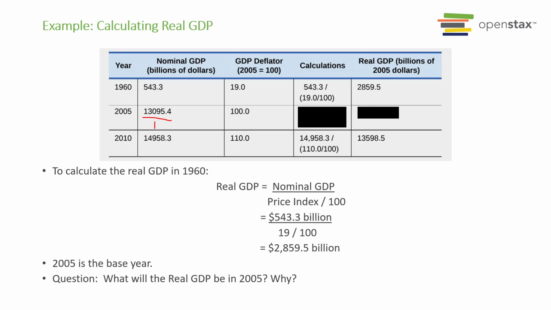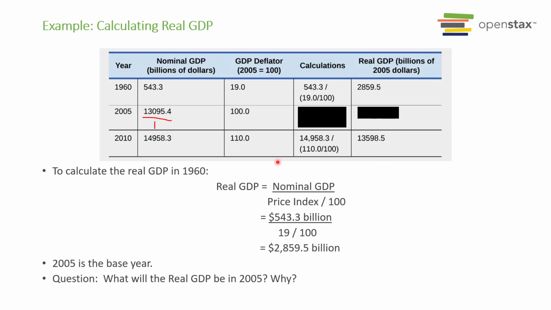Why? Because we're using the same unit of money, all right? The money has not eroded. It hasn't gained in value, okay? Because we're at the same period as the base year. And that's the case with all these calculations, is if you're in the base year, real GDP and nominal GDP are going to be equal to each other.